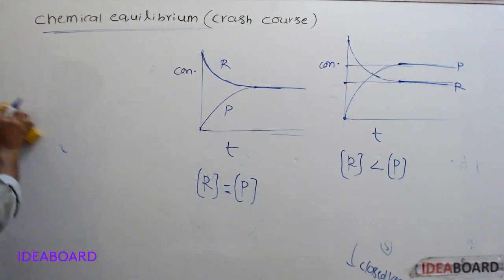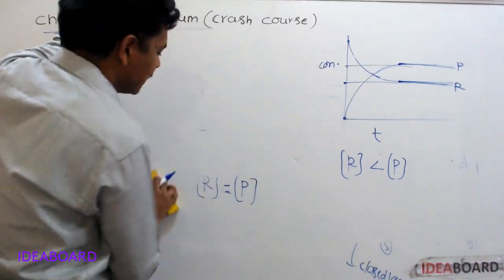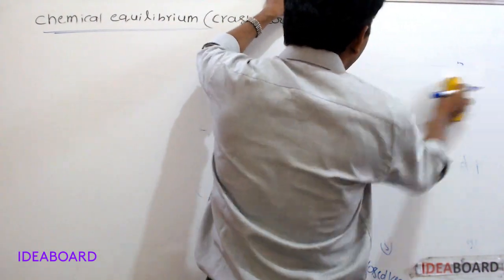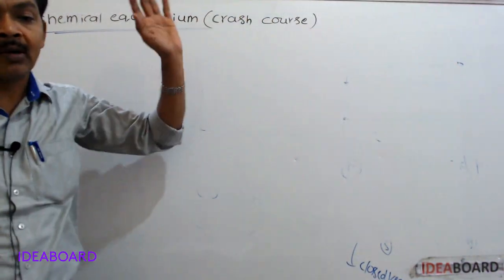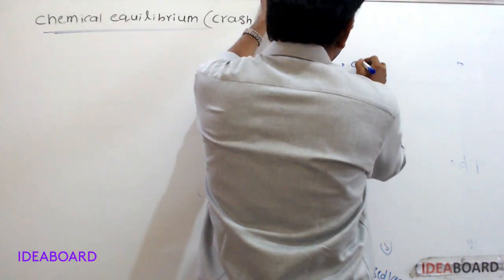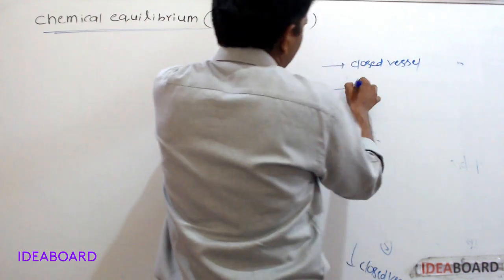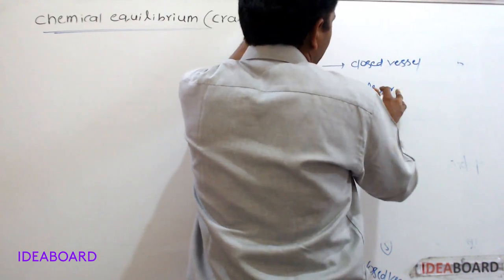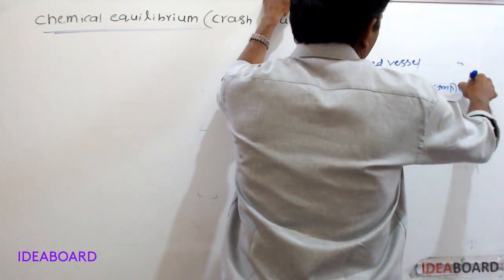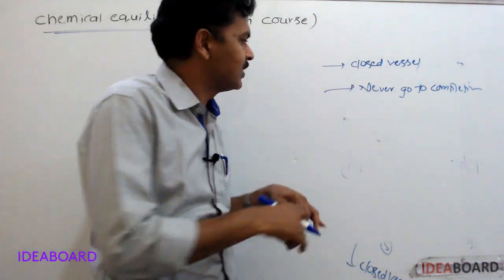Most of the reversible reactions take place in a closed vessel, and reversible reactions never go to completion. Reversible reactions never go to completion.